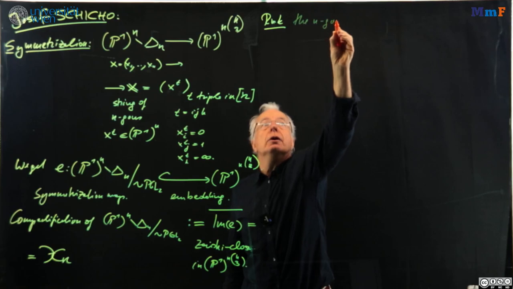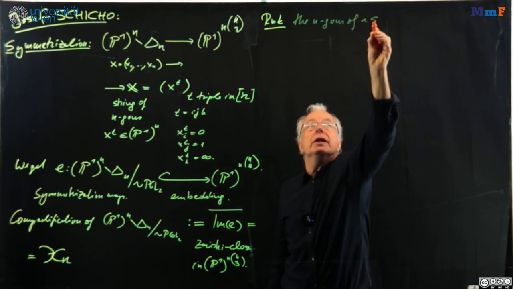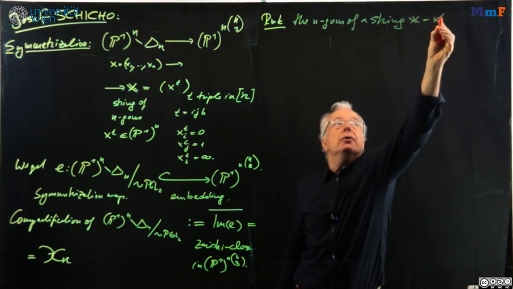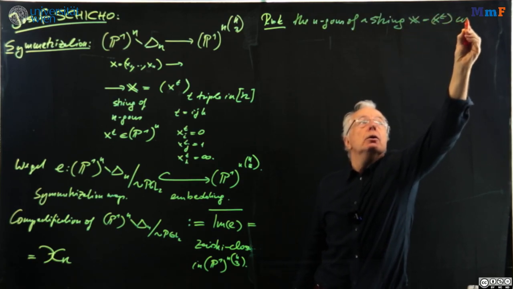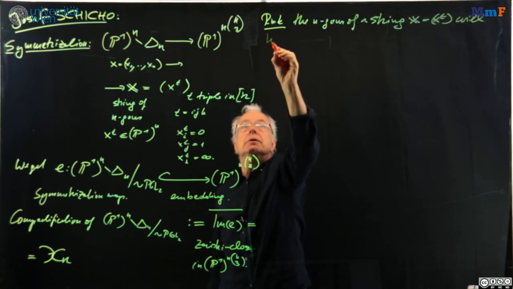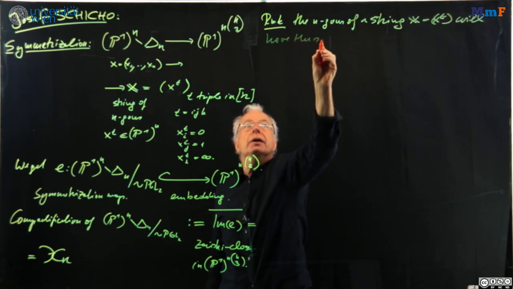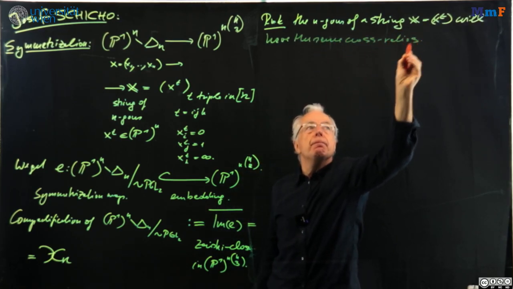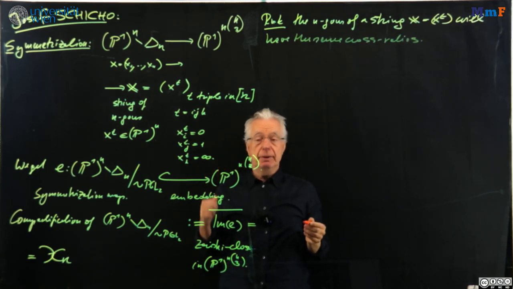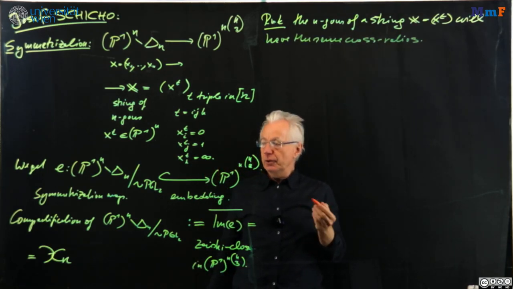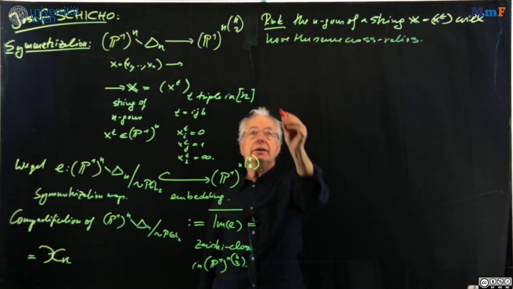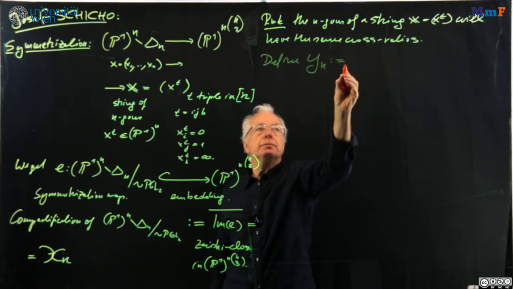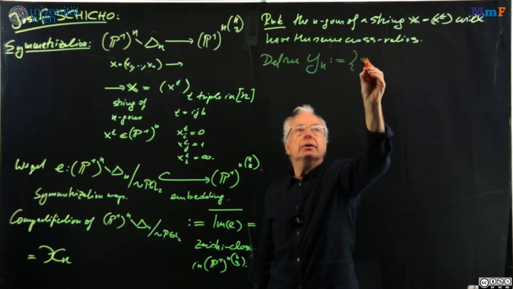Remark, the n-gons of a string x equals xt will have the same cross ratios, trivially by continuity, as we said before. So this gives rise to a second subvariety. Define Yn. Now we take the strings.